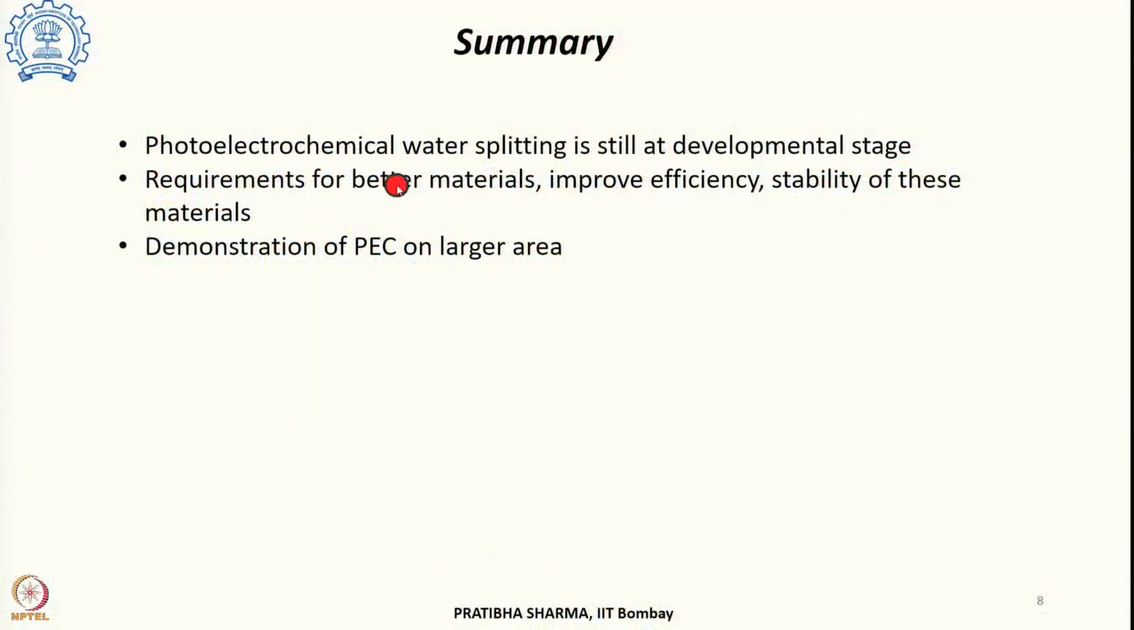Although several materials, properties, and morphologies have been studied in the literature, we have seen this in brief. Now, this photoelectrochemical process is still at a very early, developmental level. The requirement is for better materials which are stable enough and have better efficiency, and the demonstration of such photoelectrochemical cells on a larger area is required. At present, this has been on very small scale laboratory development.